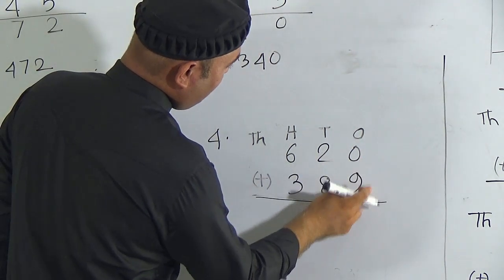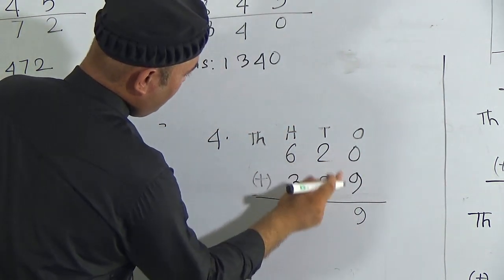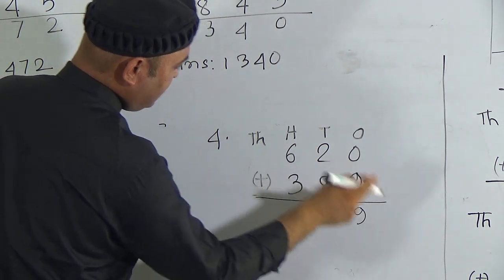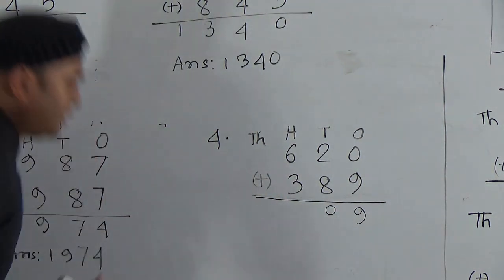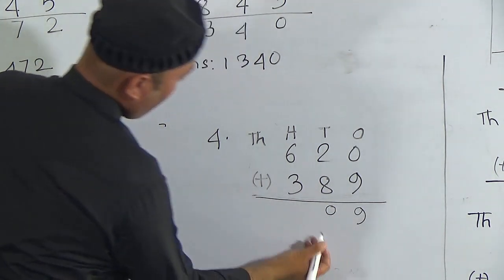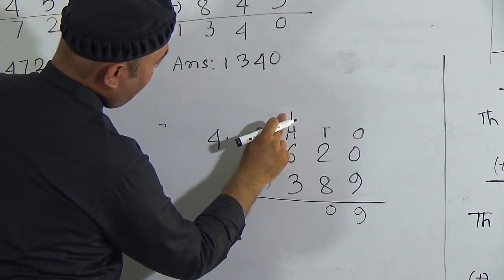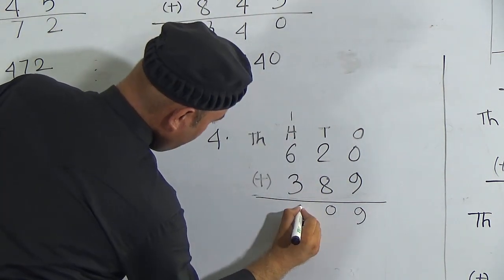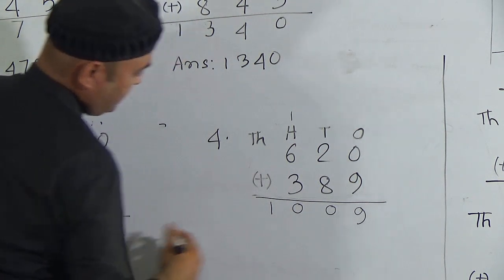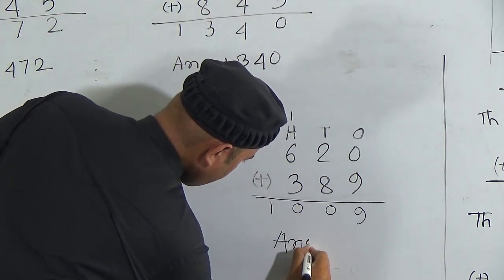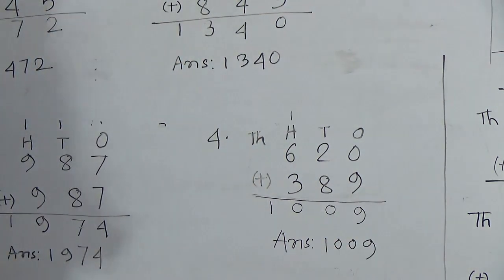Now 9 and 0 here, 9 and 0 it will be 9. 8 and 2 you have to add 8 and 2, 8, 9, 10. So 10, 0 will be here, and we have carry 1. 3 and 6 it will be 9, and we have remaining carry 1. 9 and 1 it will be 10, so 0 will be here, and we have again remaining 1 in thousand place. So the answer will be 1009.